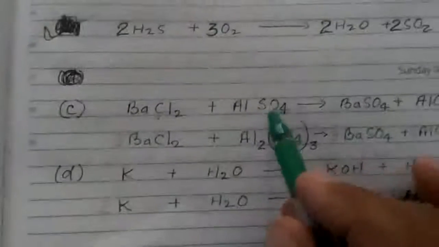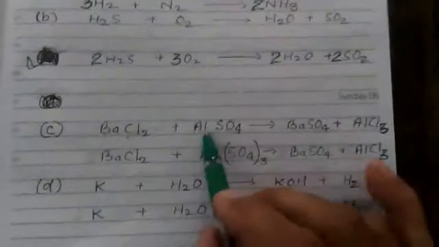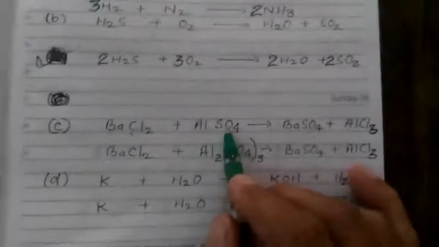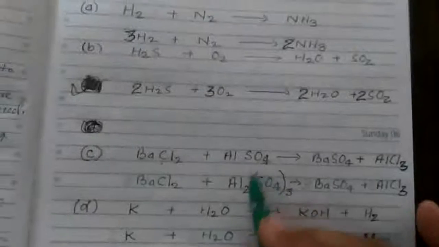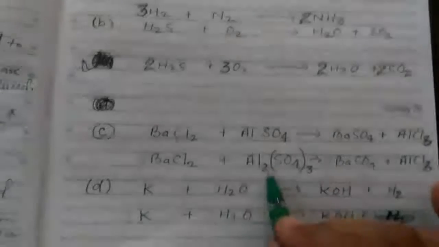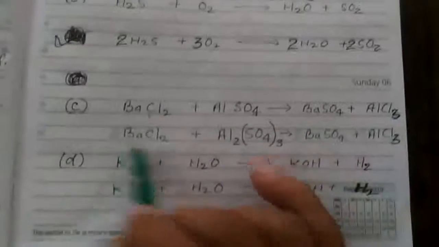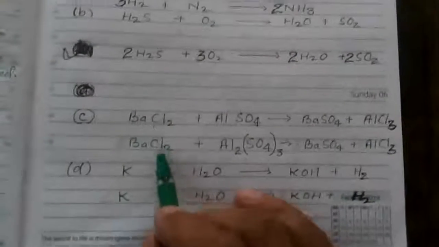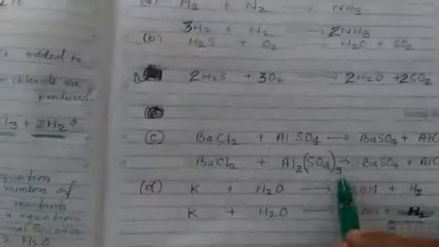Now try to write their correct molecular formulas with the help of valency. As we know, aluminum has 3 valency and sulfate, SO4 together, has 2 valency. So by exchanging the valency, we will write 2 here, aluminum 2 and sulfate 3. So in this way, Al2(SO4)3. And barium chloride: barium is bivalent, chlorine is monovalent. So barium loses 2 electrons, 1 chlorine can take 1. So 2 chlorines come to balance the valency, and in this way we will write BaCl2, Al2(SO4)3.